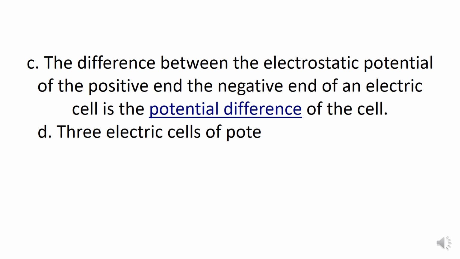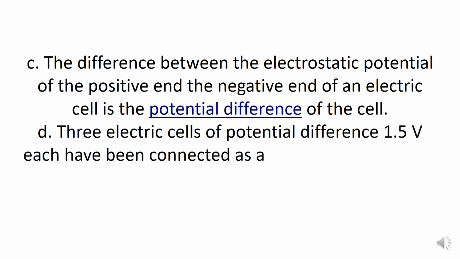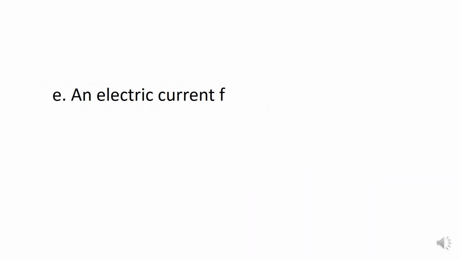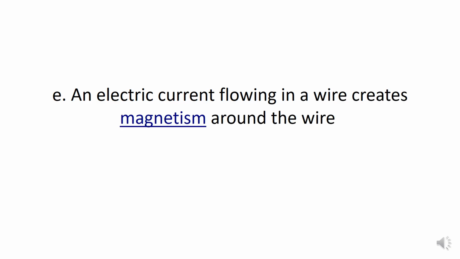D. Three electric cells of potential difference 1.5 volt each have been connected as a battery. The potential difference of the battery will be 4.5 volt. E. An electric current flowing in a wire creates magnetism around the wire.